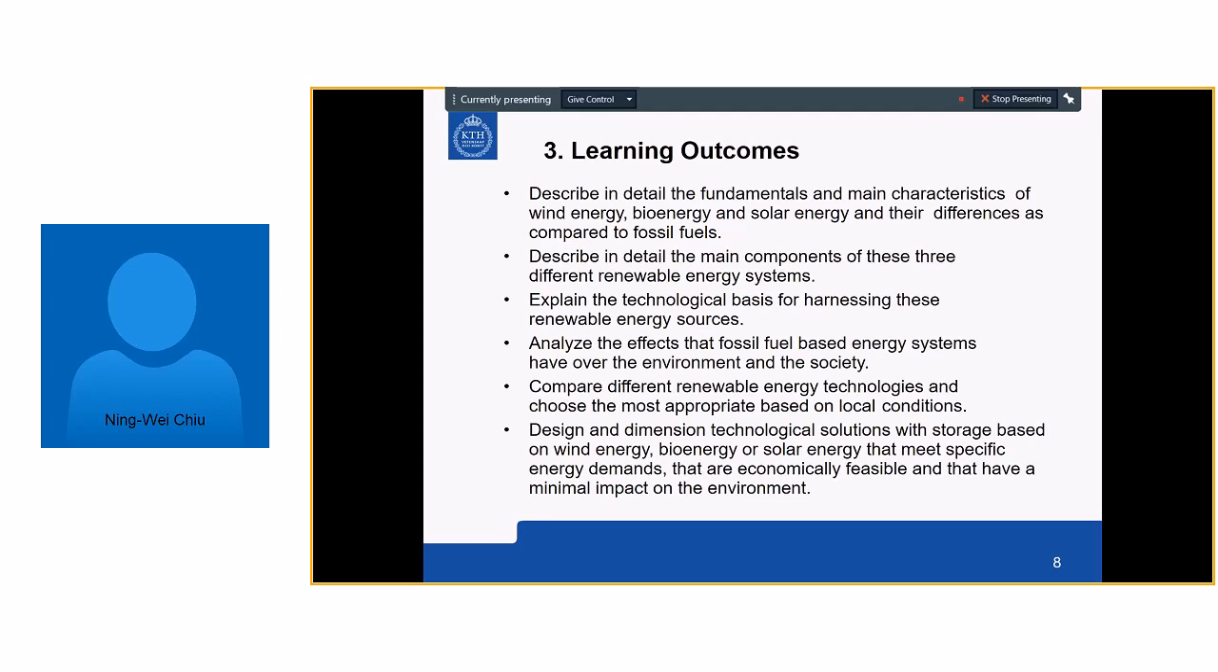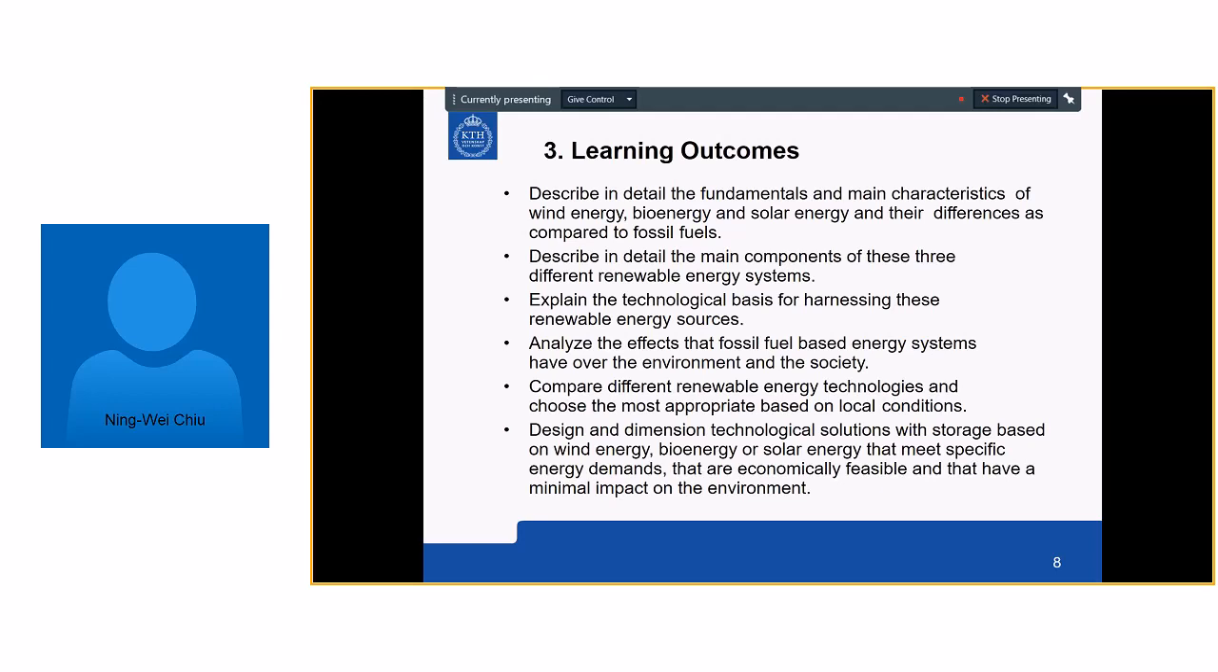Compare different renewable energy technologies, that we said, and then design and dimension the different solutions with storage-based systems, with wind, bioenergy and solar energy as the renewable energy resources that meet the energy requirements. And they have to be economically feasible and have minimal impact on the environment.